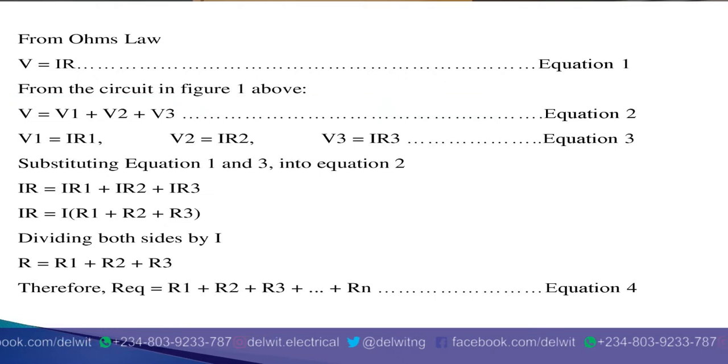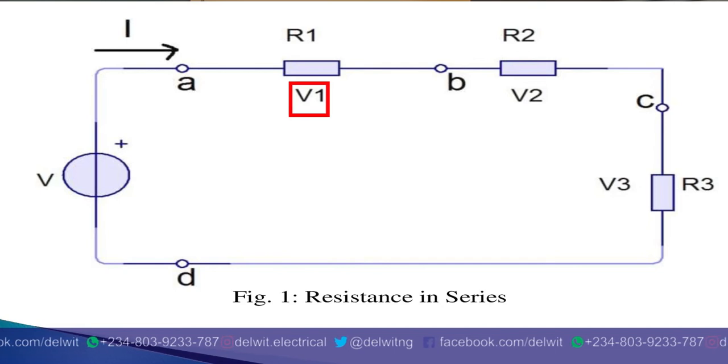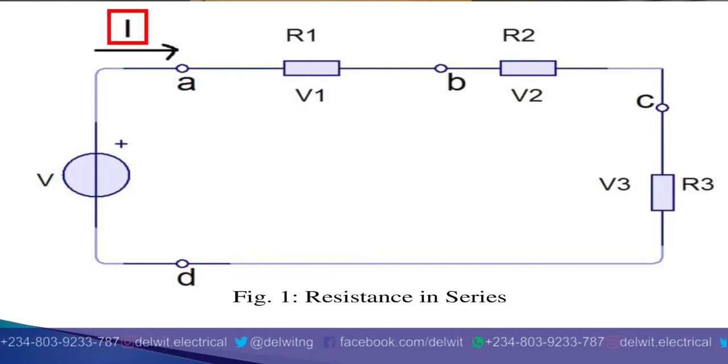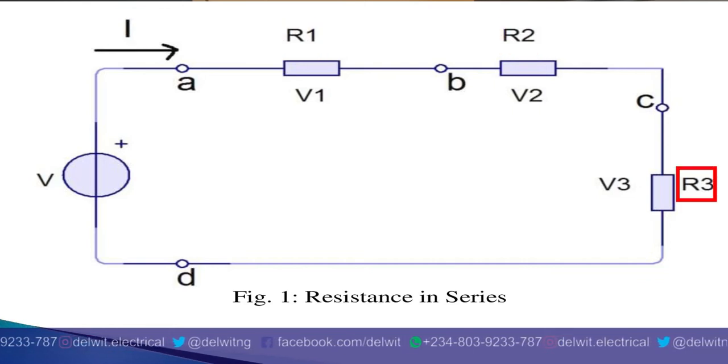Then, if you look at it properly, our V1, the current coming here, we say it's the same current because it's in series. We are going to prove it. When you get to R1, since it's the same current that flows, let's say the current here is I. So the I coming here is the same I that is in R1, the same I that is in R2, the same I that is in R3.